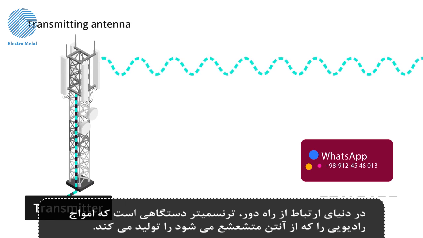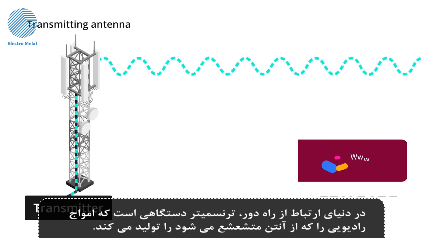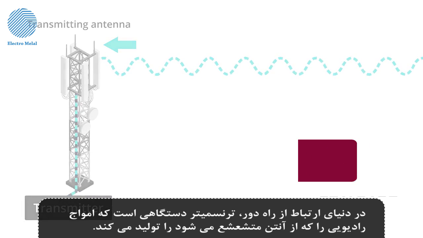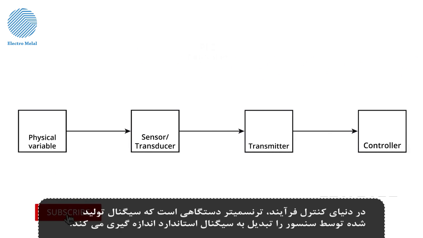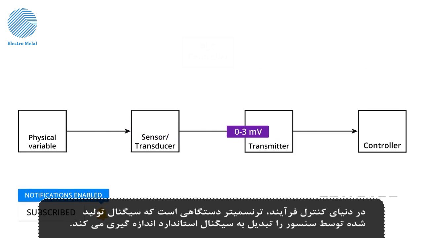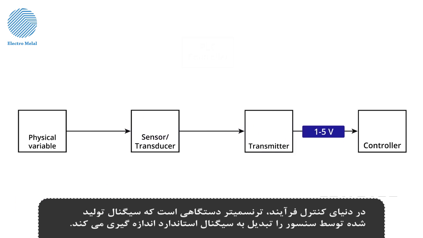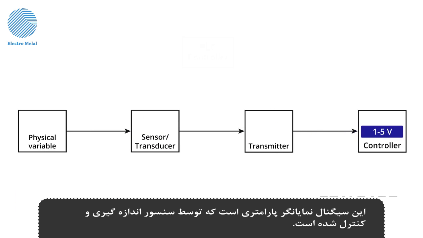In the telecommunications world, a transmitter is a device that produces radio waves radiating from an antenna. In the world of process control, a transmitter is a device that converts the signal produced by a sensor into a standard instrumentation signal representing a process variable being measured and controlled.